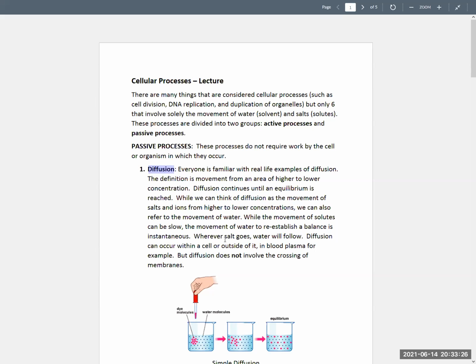Diffusion continues until equilibrium is reached. Equilibrium is reached when the amount of the solute, that's the thing that is moving, is equal everywhere. And it can take quite some time.